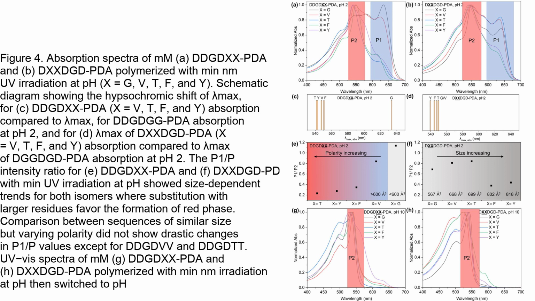The absorption spectra indicate the dominance of the red phase in the peptide PDAs, which is attributed to the steric effects and hydrophobic interactions within the peptide segments. The figure also provides a schematic diagram of the hypsochromic shift, illustrating the changes in absorption maxima for different peptide PDA polymers compared to the absorption of a reference peptide PDA.